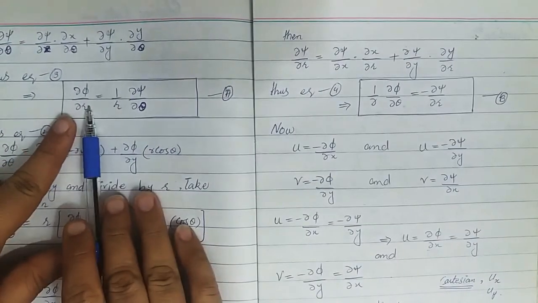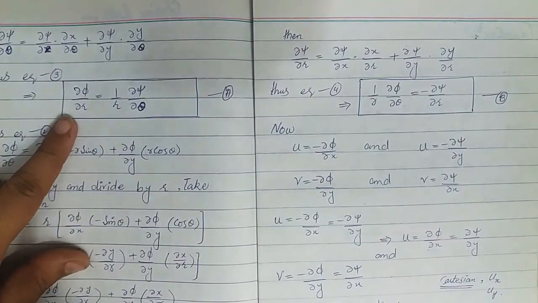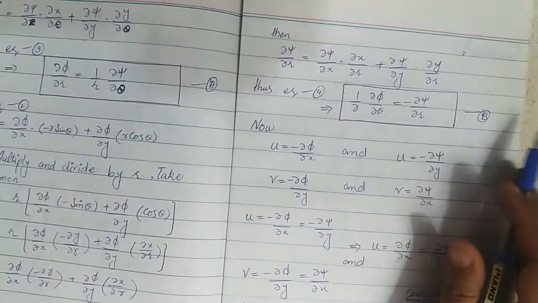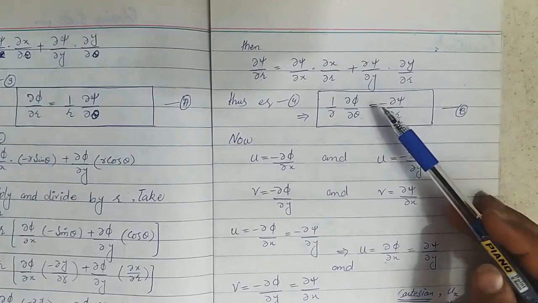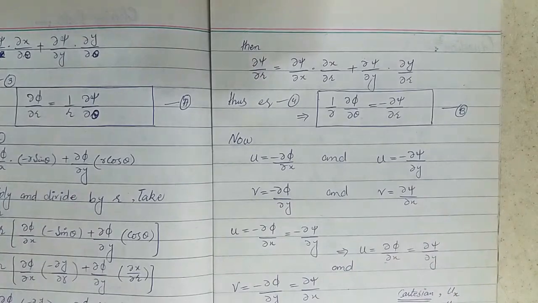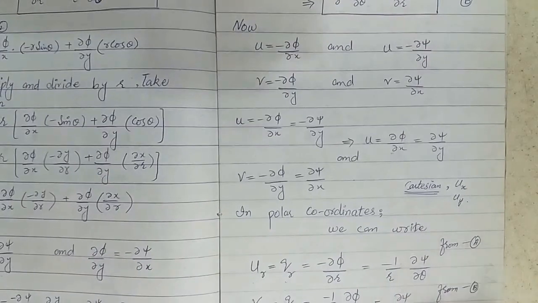So ur will be equal to minus 1 over r partial psi by partial theta, or partial phi by partial r, and the theta component will be minus 1 over r partial phi by partial theta, or minus partial psi by partial r. So these are the two velocity components with respect to polar coordinates. By using these two components, we will solve the further question for clarification.